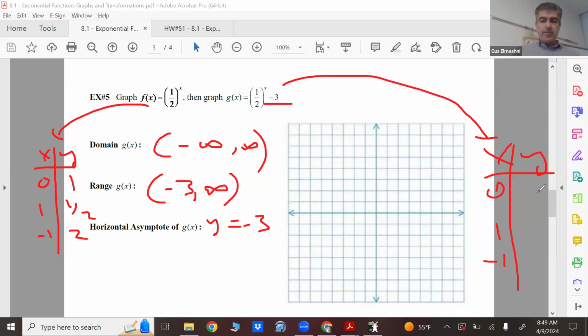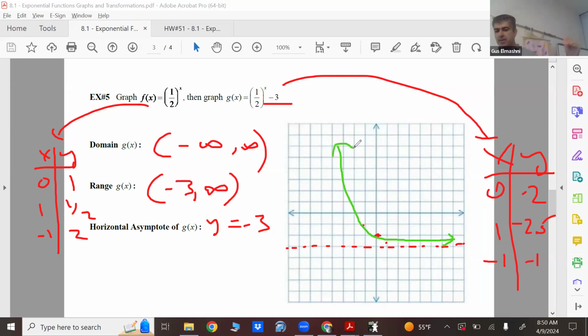And we're subtracting 3. So 0, -2, 1, -2.5. And there's a horizontal asymptote right here. So once you get the hang of this, you kind of want to identify the horizontal asymptote right from the get-go, because then you just know what it's heading towards as you draw it. As x gets bigger, in this instance, y is approaching -3. Okay.